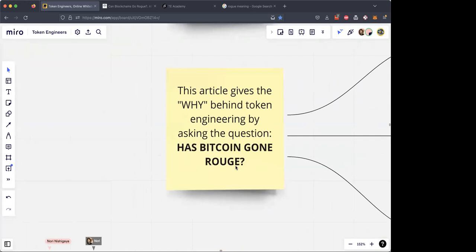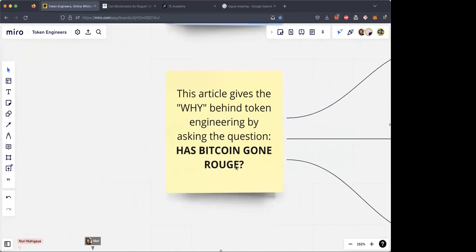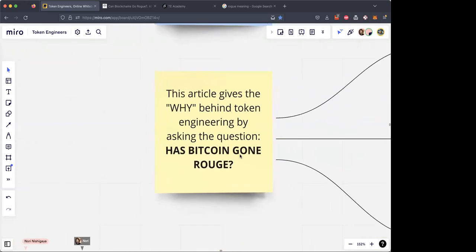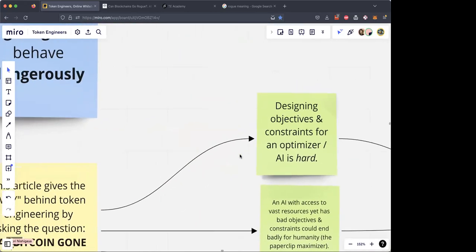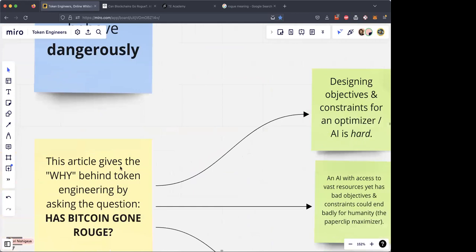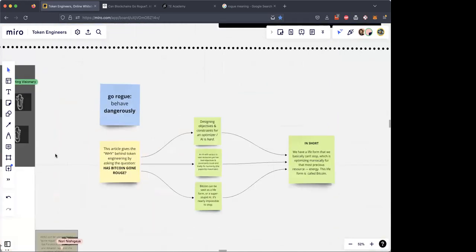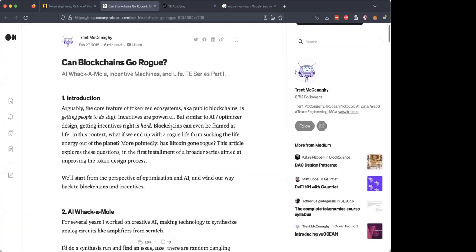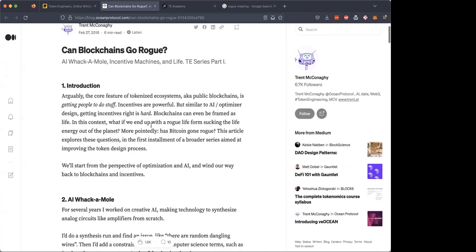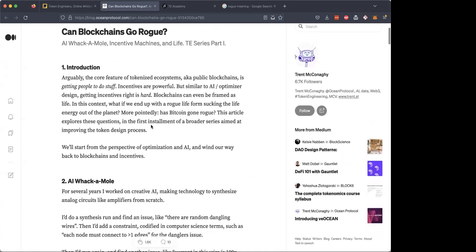Just jumping into the article will help us answer that question. The article asks this question: has Bitcoin gone rogue? And it takes a different approach to answering this question. Maybe we should just jump into the article and go through it. So let me just recall the article.